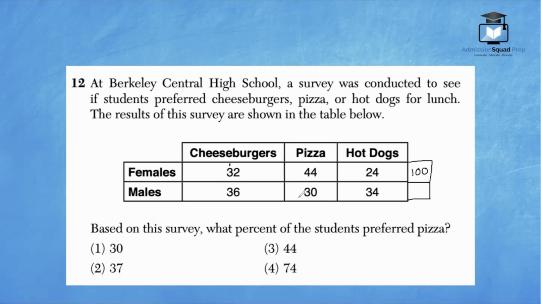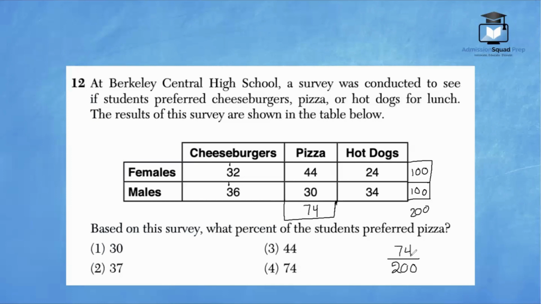For the males, 4 plus 6 is 10. We have 0. We're going to carry the 1. 3 plus 3 is 6, plus 3 is 9, plus 1 is 10. So there are also 100 males. So in total, we have 200 students between the males and the females. The question is, what % of all of the students, which is out of 200, prefer pizza? So what's the total amount of students who prefer pizza? We can add up these two amounts. 44 plus 30 is 74.